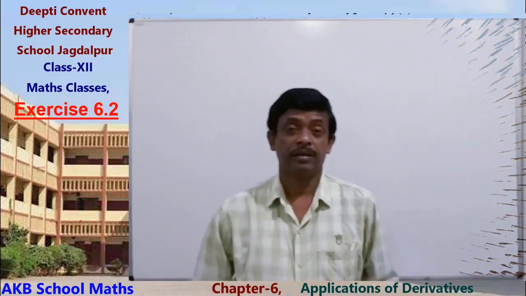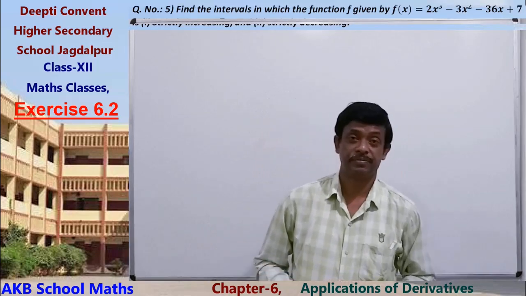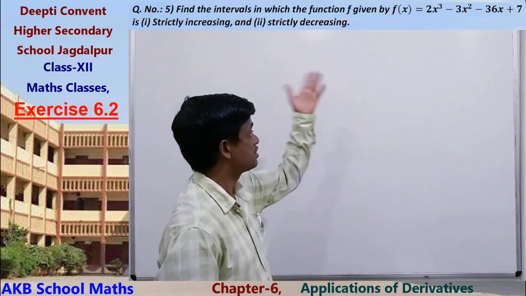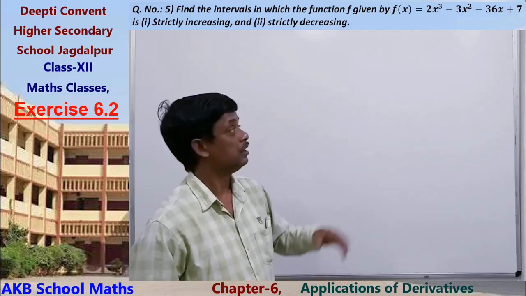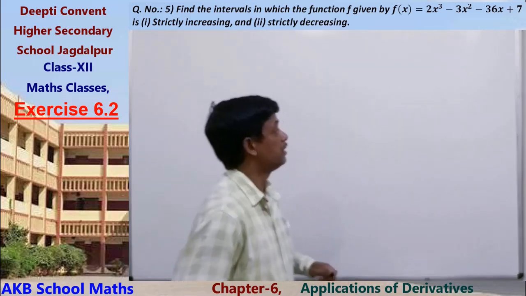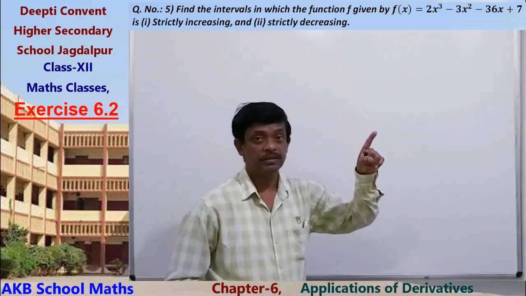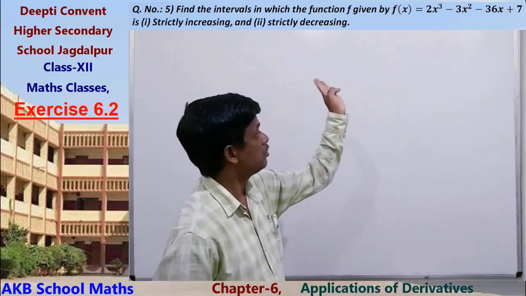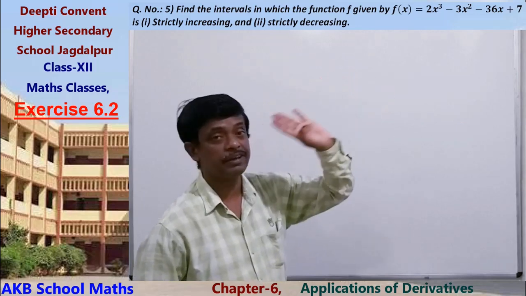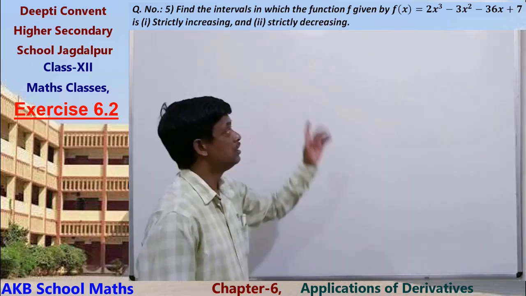Today I am continuing the topic increasing and decreasing functions. So let us take an example from exercise question 5 of exercise 6.2: find the interval in which the given function f(x) = 2x cube minus 3x square minus 36x plus 7 is strictly increasing and strictly decreasing. So let us solve it.